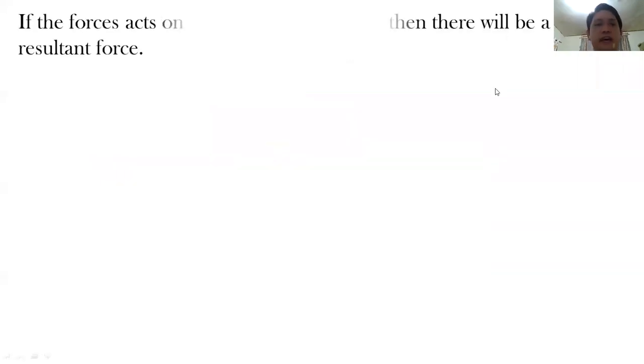So next slide. If the forces acting on a body are unbalanced, what will happen? Then there will be a resultant force, of course. Again, if the forces acting on the body are unbalanced, then there will be a resultant force.